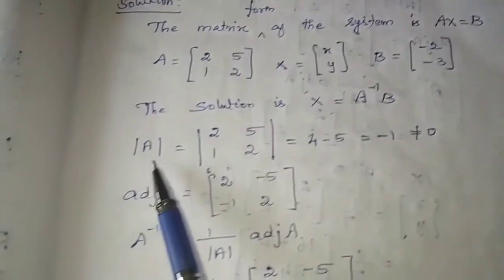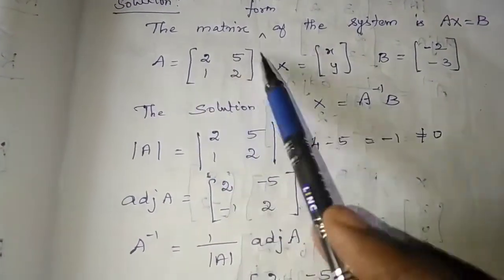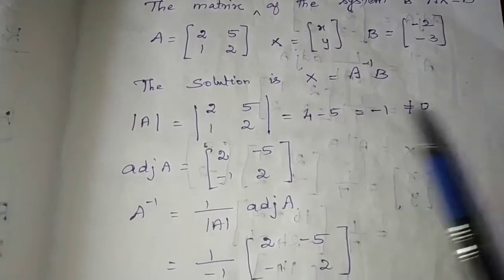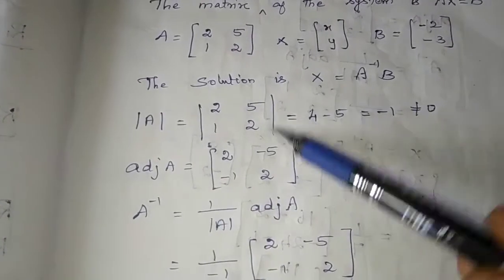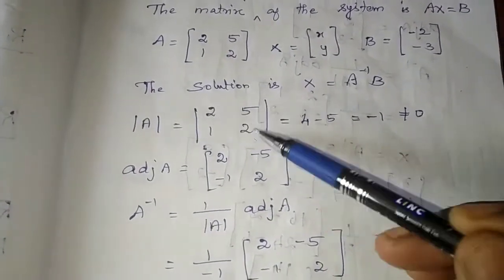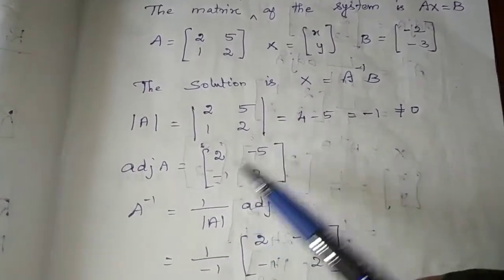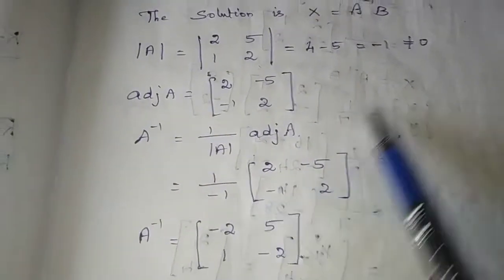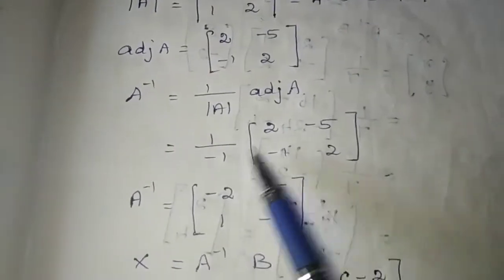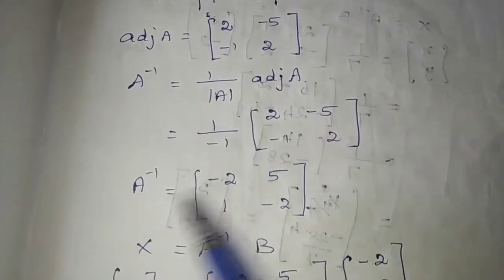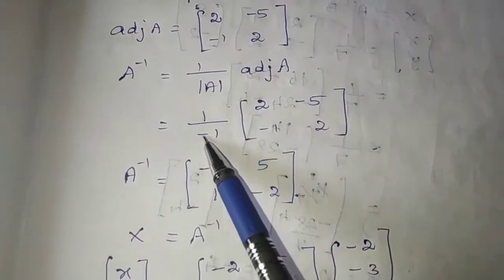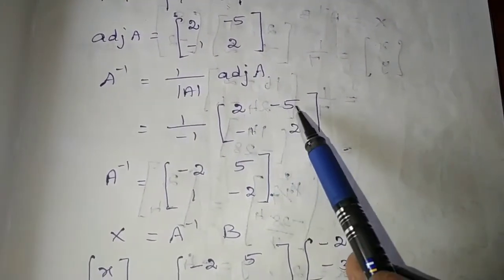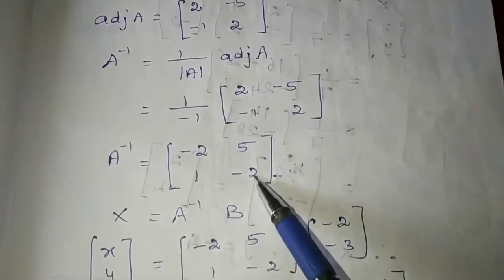A inverse means first we want to find mod A. Mod A means simplify: 4 minus 5 equals minus 1, not equal to 0. Next adjoint. Adjoint means interchange the numbers and change the signs. Now A inverse equals 1 by mod A into adjoint A. Mod A value is minus 1, so 1 by minus 1 times the adjoint A. A inverse equals, the minus 1 goes inside, minus 2, 5, 1, minus 2.